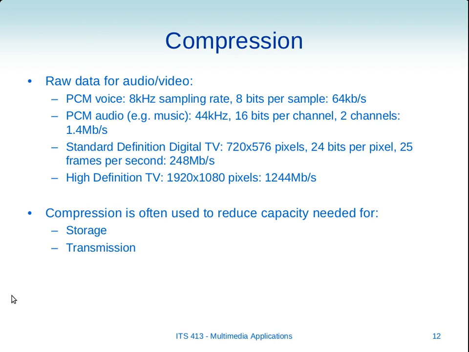We said high definition TV requires, in the raw form, uncompressed, 1.2 gigabits per second. With compression, you can get that down to 10 megabits per second, tens of megabits per second. So compression aids a lot. That is, we save a lot of space with compression.